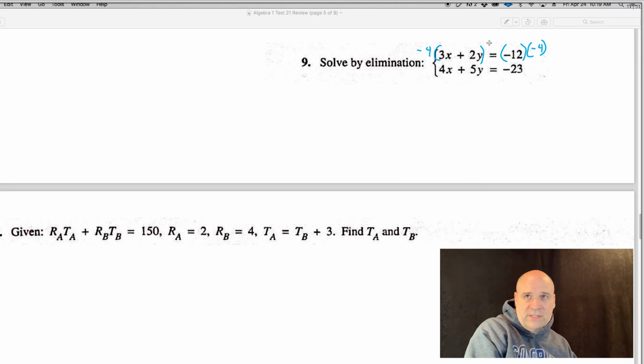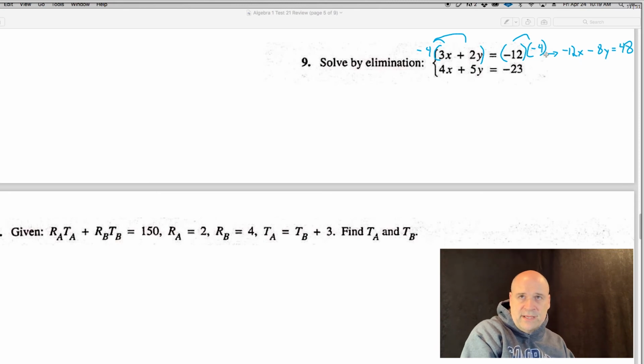Okay, whatever you do to one side, do to the other. That's okay. So if I do that, let's just do it over here. So that equals negative 12x minus 8y equals positive 48. See what I did? I just multiplied both sides by negative 4. Same equation, just a little chubbier.